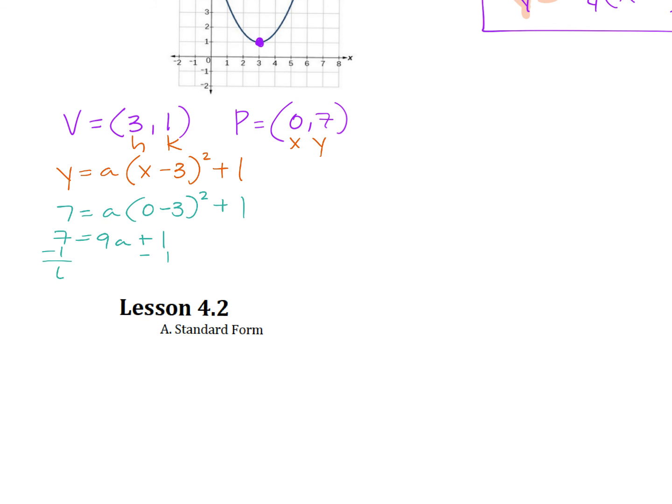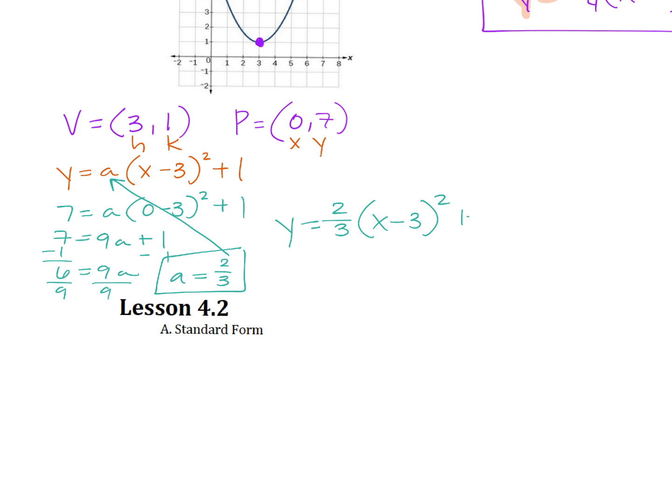Take away the 1. So 6 equals 9A. And then divide by 9. So A is what? 2/3. A is 2/3. So you take that 2/3 and you drop it into your very first equation. Y equals 2/3 times X minus 3 squared plus 1.